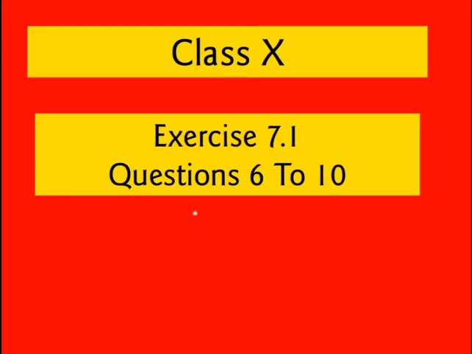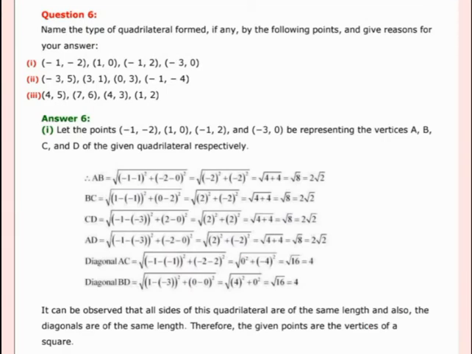Exercise 7.1. We will start from question number 6. Question number 6. Name the type of quadrilateral formed, if any, by the following points and give reason for your answer. These 4 coordinates are given to you and you have to find which type of quadrilateral this is.